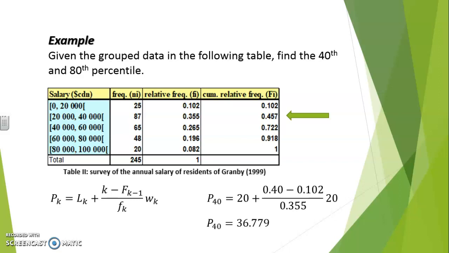In the end, we'll get 36,779 as the estimated 40th percentile.